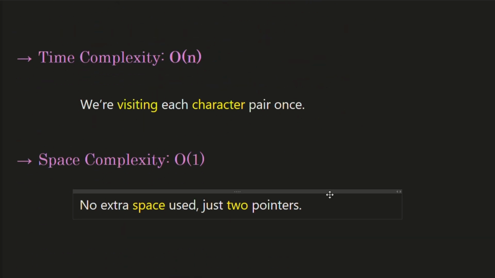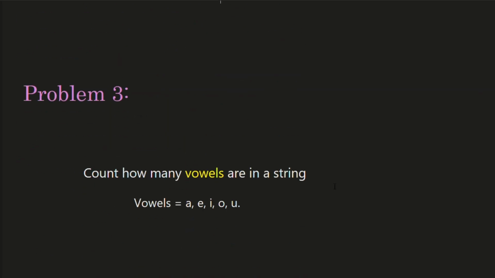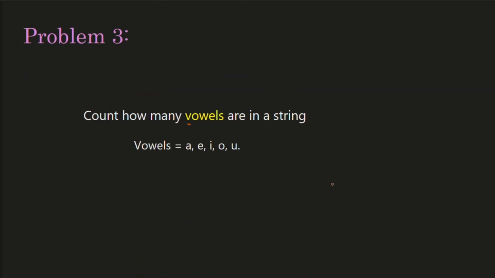Time complexity, O of n. We're visiting each character pair once. Space complexity, O of 1. No extra space used, just 2 pointers. Problem 3. Count vowels in a string.